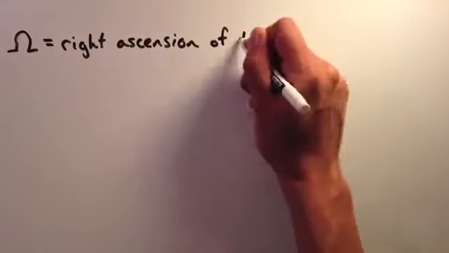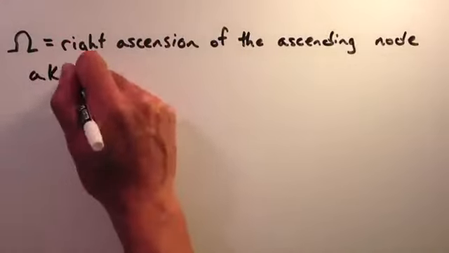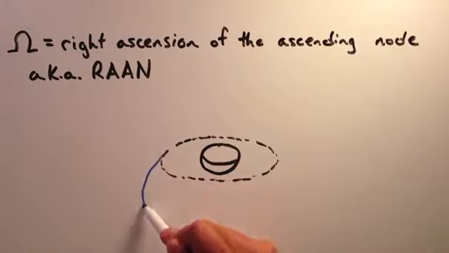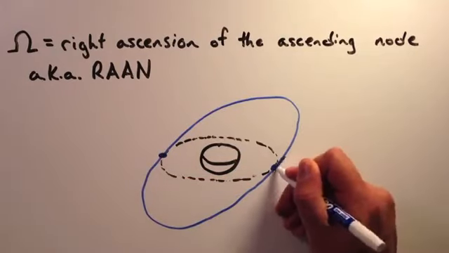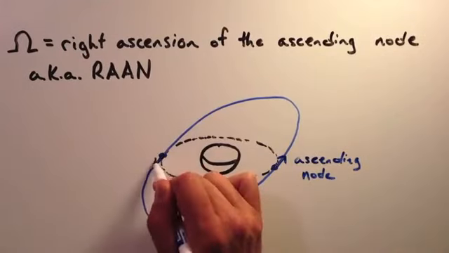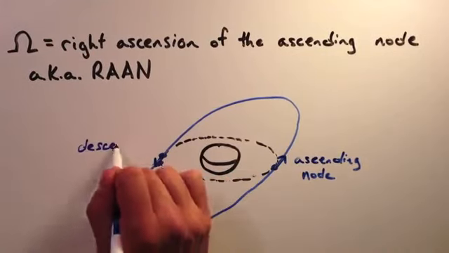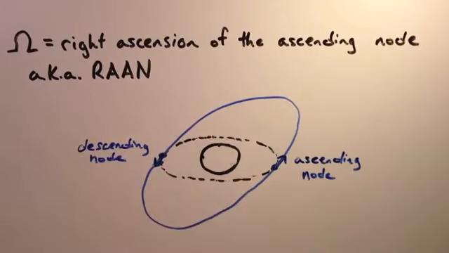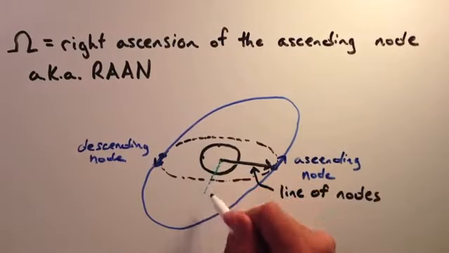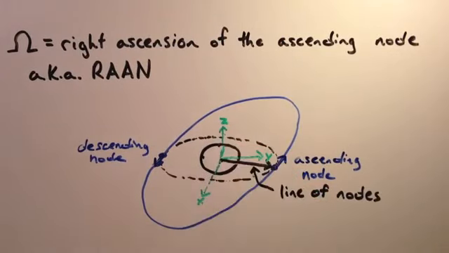Capital Omega is the right ascension of the ascending node. For an inclined orbit, there are 2 points when the satellite crosses the equatorial plane. When the satellite crosses the plane and is moving upward, this is called the ascending node. When it crosses the plane and is moving downward, this is called the descending node. When you draw a line from the center of the Earth to the ascending node, this is called the line of nodes. The right ascension of the ascending node is the angle from the coordinate system x-axis to the line of nodes. This one may be a little confusing, so you may want to pause the video to study this picture some more.